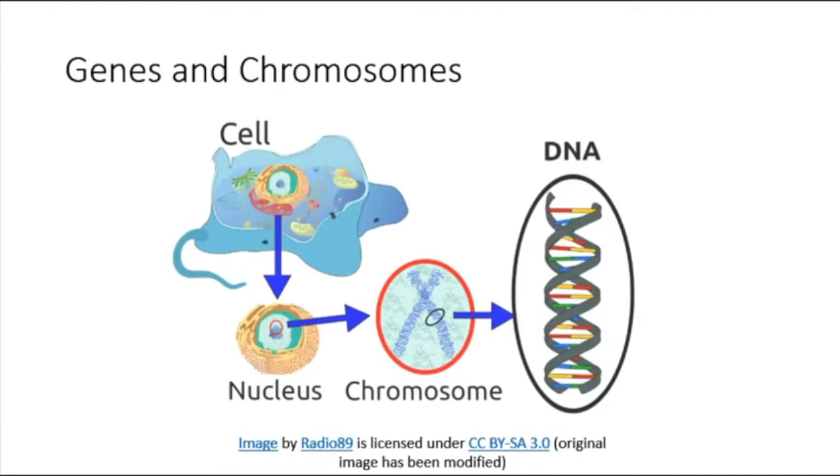Kind of the building blocks of heredity, kind of where it comes from. So within every cell is a nucleus, and within that nucleus is the genetic material. That genetic material is found on chromosomes. And so those chromosomes are made up of coils of DNA, and on those coils of DNA are our genes. And our genes are what affect everything that DNA controls, right? It all goes down to the genes. What genes do we have?